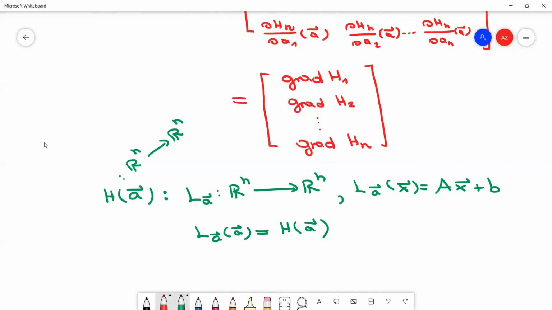So in our solution, so our solution is alpha, and the derivative of this linear function in the point alpha is the derivative of h in the point alpha, so this dh.